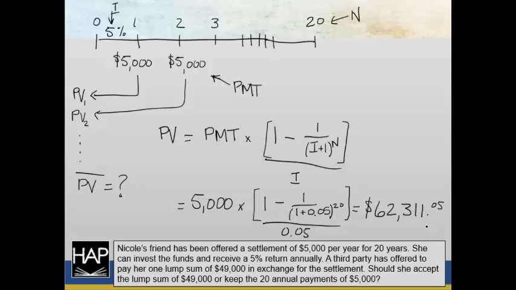Based on this information, the annual payments of $5,000 invested in a bank account at a rate of 5% return is worth $62,311.05 to my friend. Since this amount is higher than the $49,000 being offered to her by the third party, she's better off keeping the settlement amounts in the $5,000 payments at the end of each year for 20 years, because this is worth more to her than the $49,000 offer.